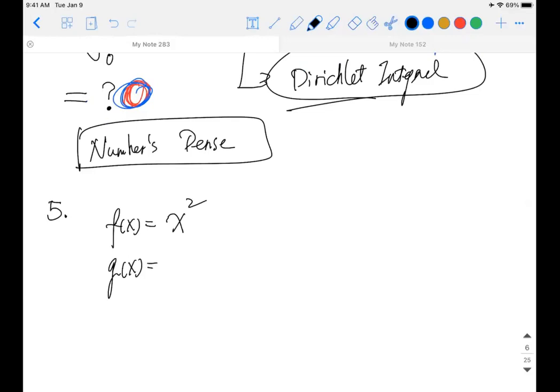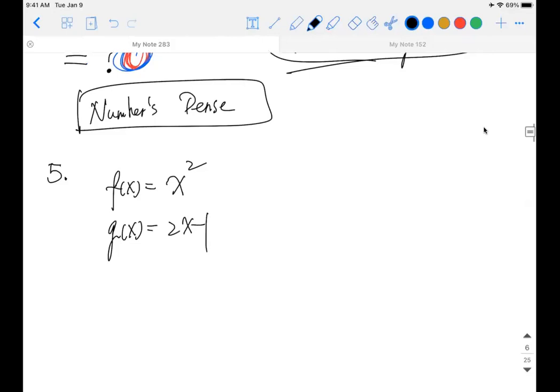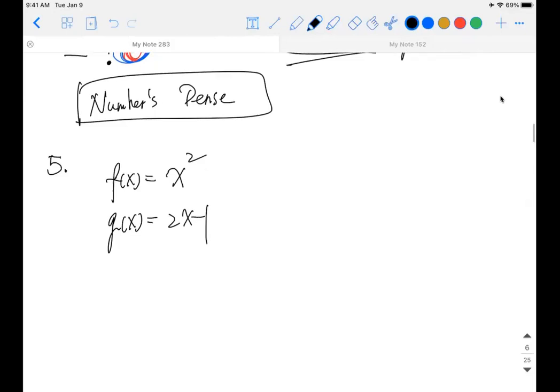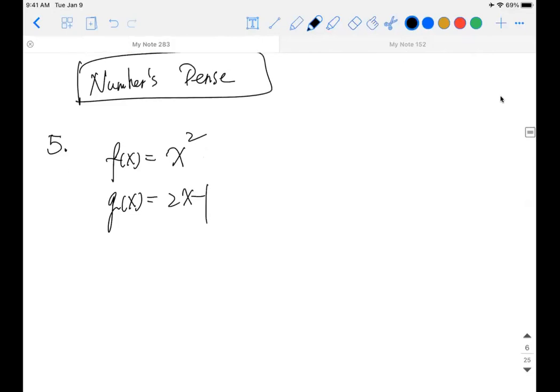g(x) = 2x minus 1, right? I just want to give you 2 very basic functions. One is f(x) equals x squared. The other one is g(x) equals 2x minus 1. If you have these 2 functions, I want to do something like this.